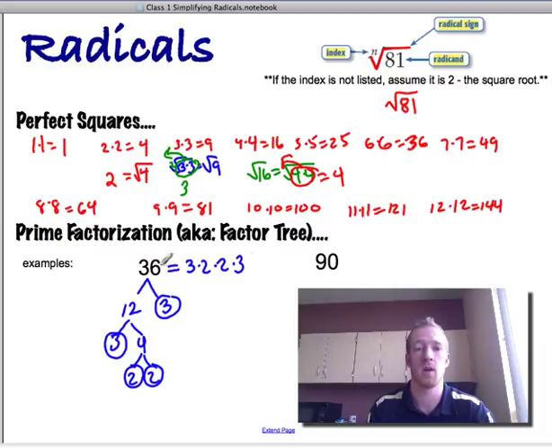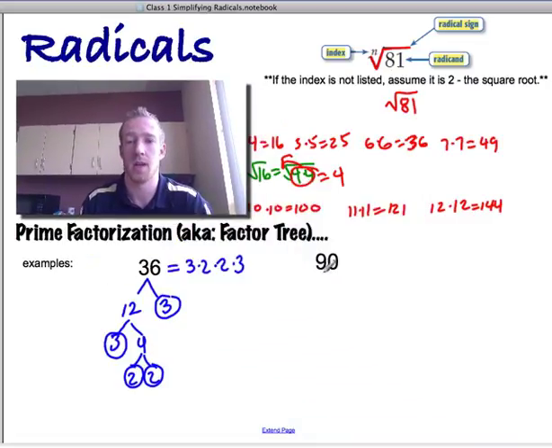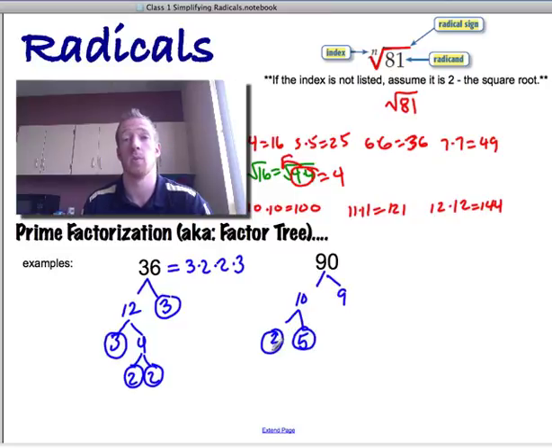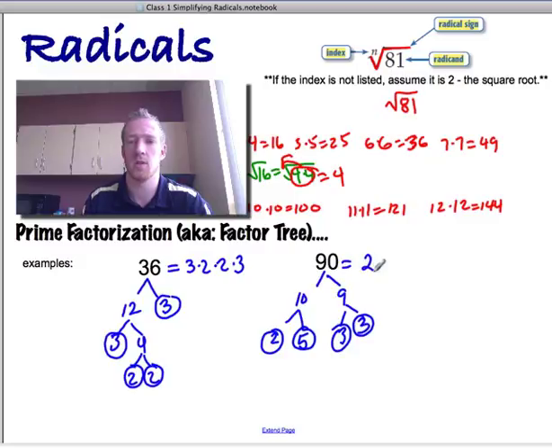And we're going to want to break our numbers into these. So like 90 would be 10 and 9. It doesn't matter how; you could do 45 and 2. You could break it down however. You just got to get to prime numbers. That's 2 and 5. This is a prime number. You recall prime number means it's only divisible by 1 and itself. This is 3 and 3. So that's it. 90 is the same as 2 times 3 times 3 times 5. I like to write them in order from smallest to biggest.